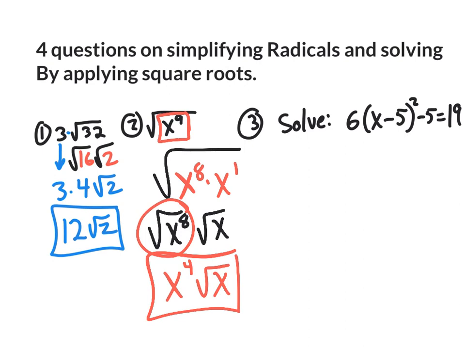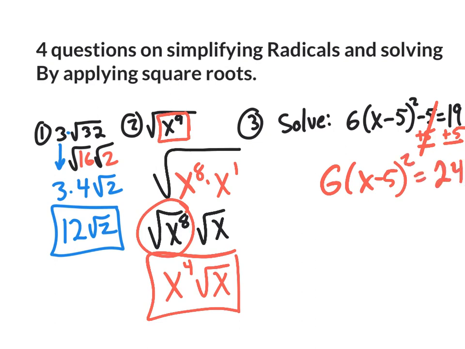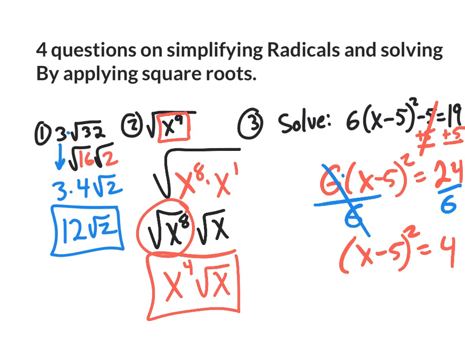What do I do for number 3? Oh, add 5. Add 5, cancels. We have 6 parentheses x minus 5 squared equals 24. Divide by 6. We end up with x minus 5 squared equals 4. How do I get rid of that square? Square root, which you do to one side, do to the other. We end up with x minus 5. Now, I did apply a square root, which means I have to put what? Plus or minus in front of that answer 2.